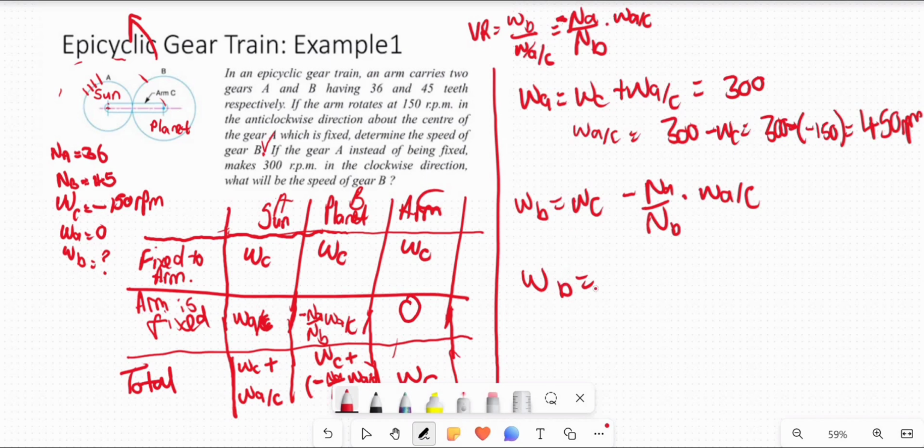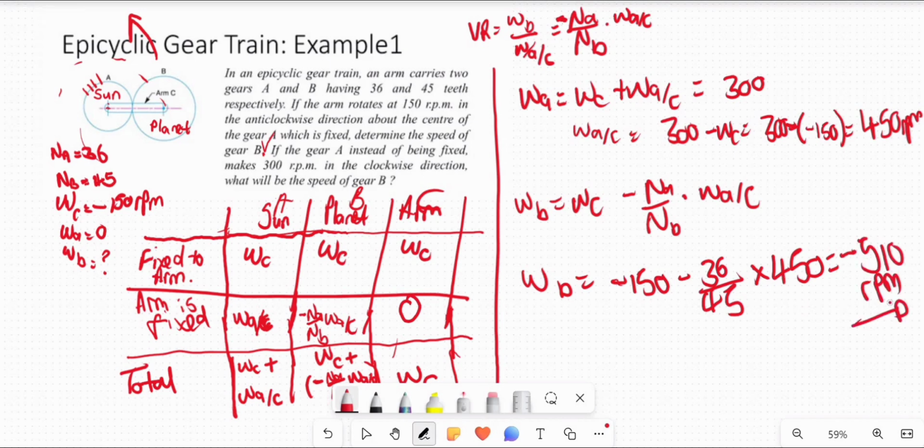What was omega C, by the way? It was negative 150. NA is equal to 36, NB is equal to 45. And what's the new omega A with respect to C? It is 450. Okay, I'm going to pause the video and punch my calculator. Negative 510 RPM. That means that omega B will also be rotating in the counterclockwise direction, except that it will be going faster. I hope you understood.